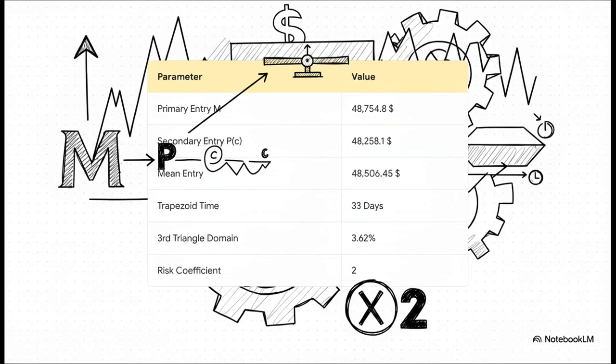Now let's dig into the numbers that built this whole plan. The strategy had a primary entry at M and also a potential secondary entry at a level called P of C. Average those two and you get a mean entry right around 48,506. But the real foundation of the plan rested on two other key parameters, a trapezoid time duration of 33 days and a risk coefficient of 2.